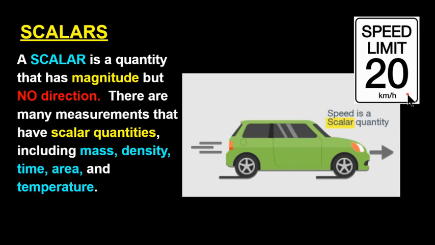But there's no direction. It doesn't say the speed limit is 20 kilometers per hour going north and south, but not east or west. It does not give direction left or right. There is no direction because speed is a scalar quantity. It has a numerical value and unit.